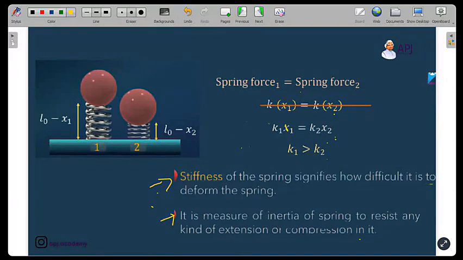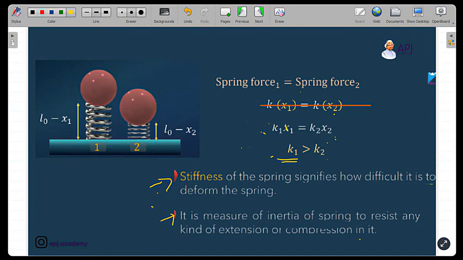This: stiffness of the spring signifies how difficult it is to deform the spring. K1 was what, stiffness constant. अभी हमने क्या पता है K1 के बारे में, K1 is your stiffness constant. So if K1 is greater, K1 what was K1? Stiffness constant. Stiffness means how much rigid is your spring. आपकी spring कितनी rigid है, कितनी tight है, कितनी solid है. How much solid is your spring?